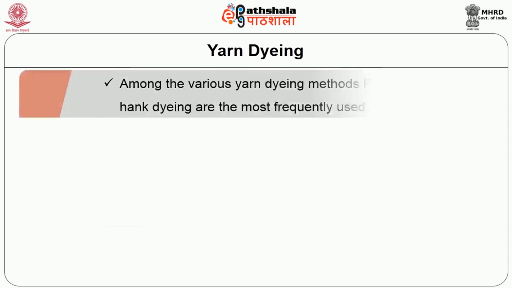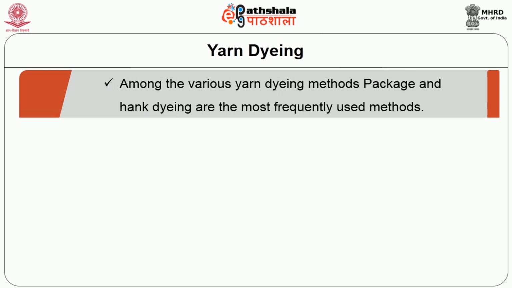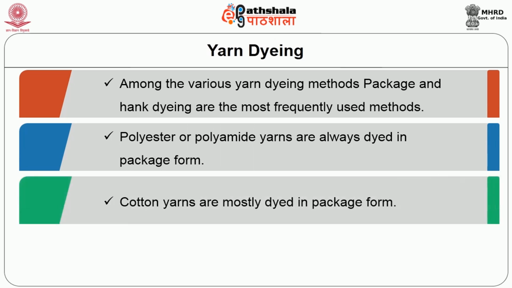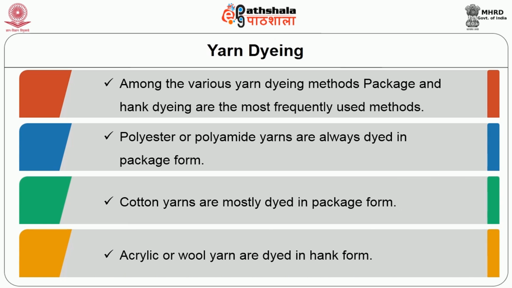Among the various yarn dyeing methods, package and hank dyeing are the most frequently used methods. Polyester or polyamide yarns are always dyed in package form. Cotton yarns are mostly dyed in package form, and acrylic or wool yarns are dyed in hank form.